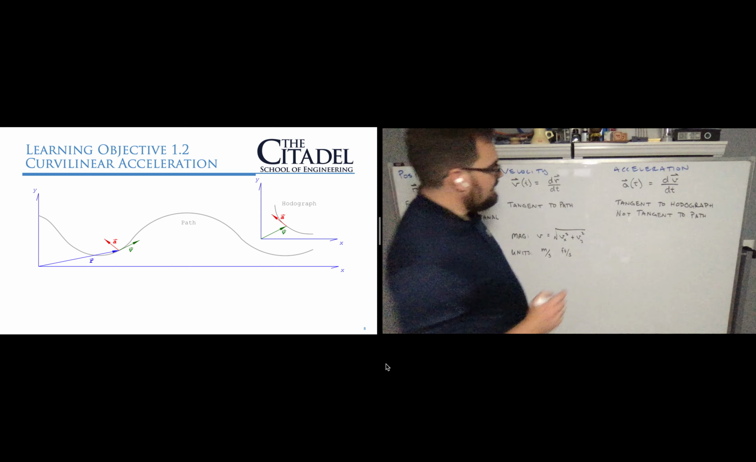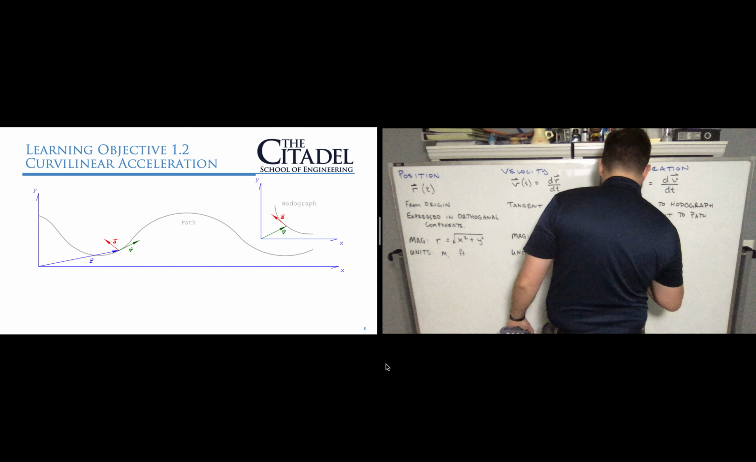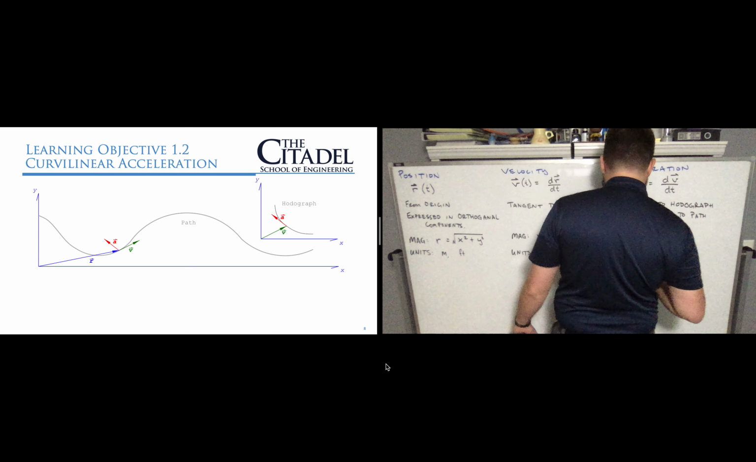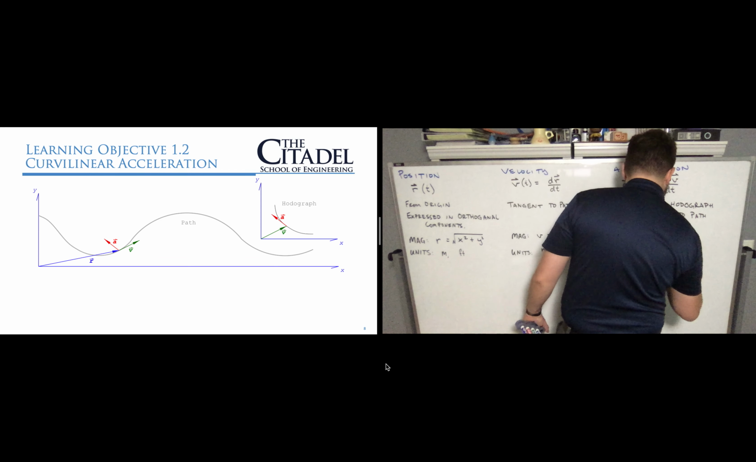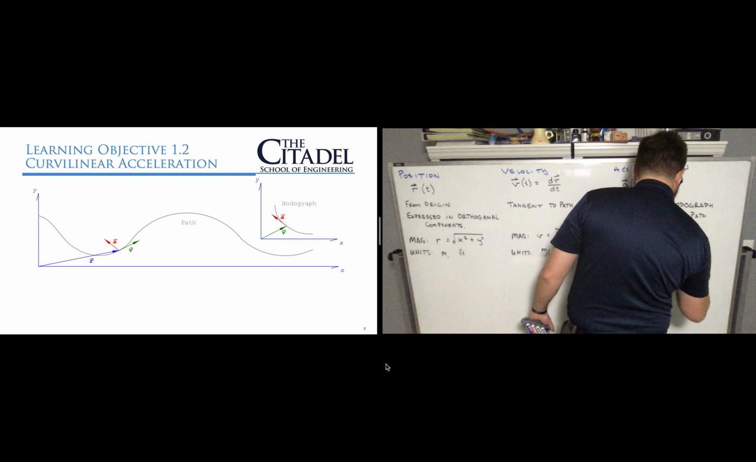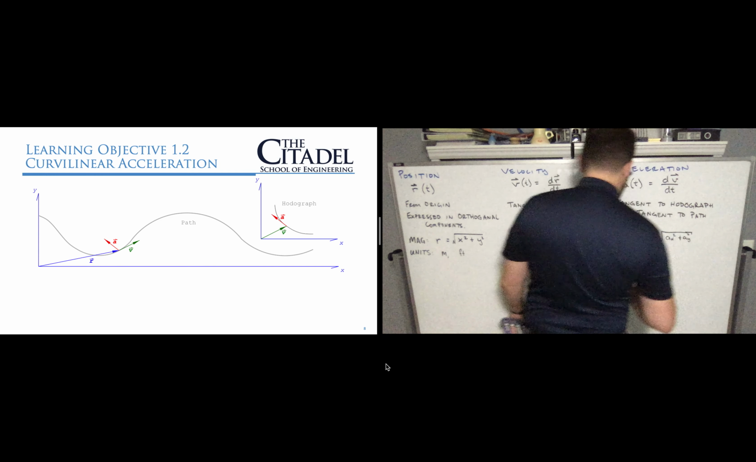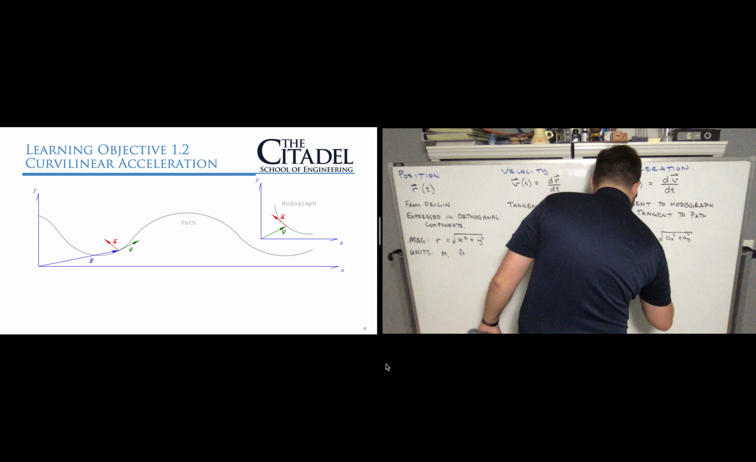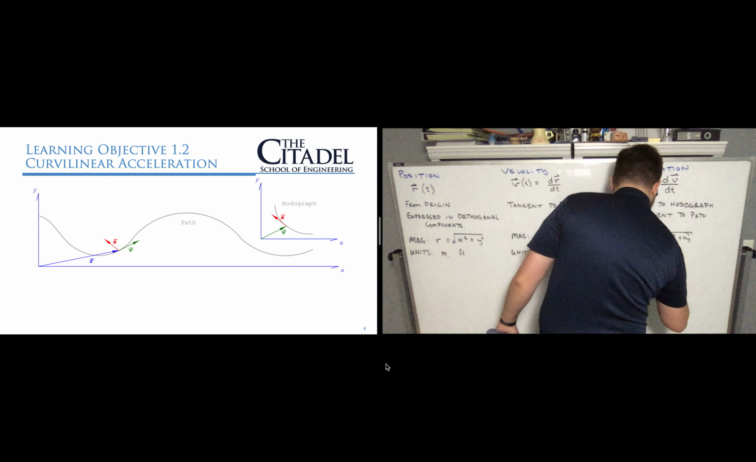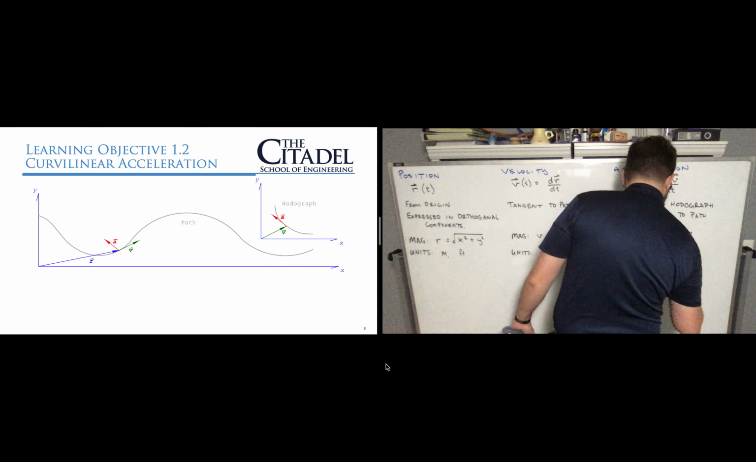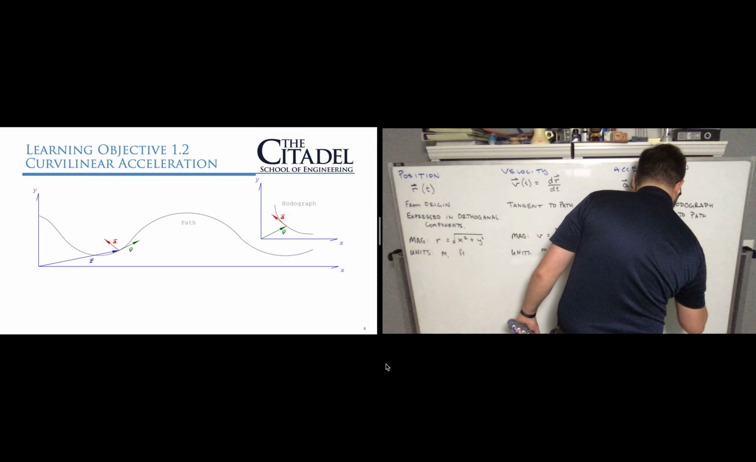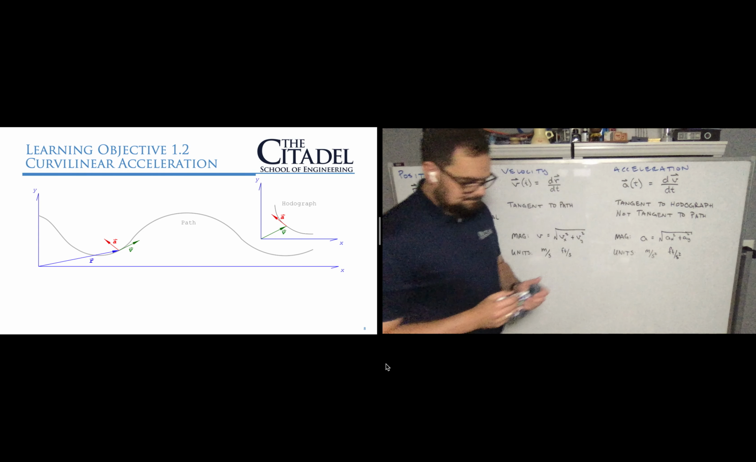Now, magnitude, same as before, because the system we're working in is orthogonal, the magnitude of the acceleration is going to be the square root of the sum of the squares. So we're going to get good at that. And our units will be just what they were before, meters per second squared and feet per second squared.